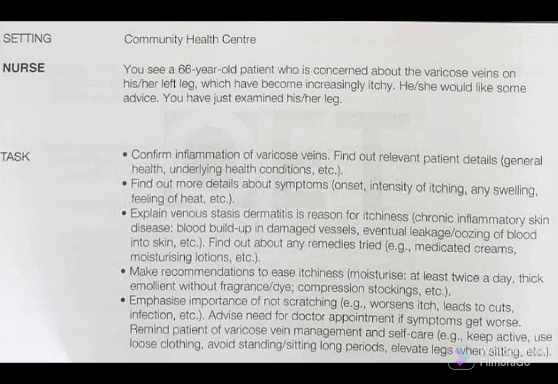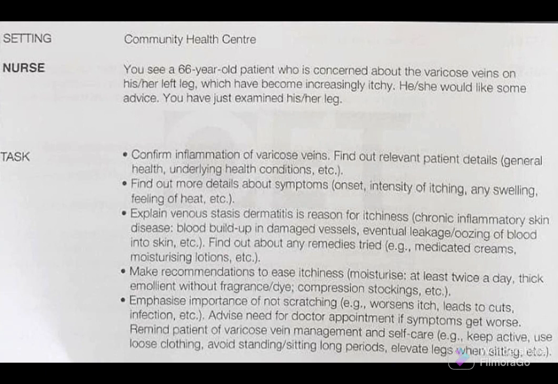So in this scenario, we could not self-introduce ourselves, and we could not ask their name, and we could not state anything as in the previous way, because this is a different scenario. You can see you have just examined his or her leg. That means you have already started the conversation and you are in the middle of the conversation, because you have already examined the patient's leg.